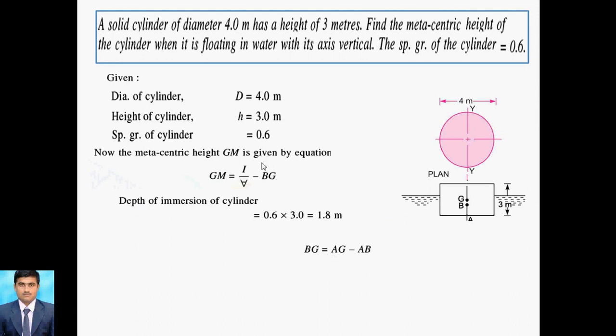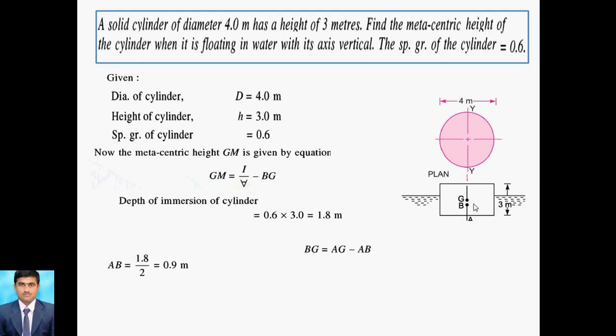First of all we find BG, then I, and then V. How to find BG? BG is nothing but AG minus AB. So first of all go for AB. How to calculate AB? AB is nothing but 1.8 divided by 2, because the depth of immersion divided by 2 is the distance between the base and the center of buoyancy.